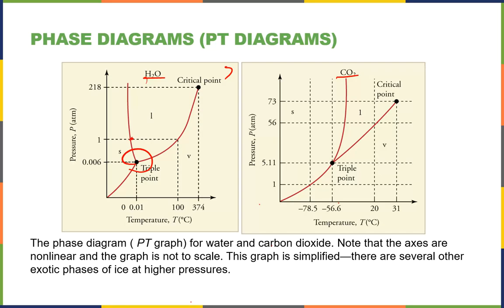If I go straight up from this point, what phase am I in? I am in the liquid phase. So if you take ice at 1 atmosphere and you put it under more pressure, it's going to melt. Now let's say it was cold ice, so it's ice back here at like minus 5 degrees. It's still going to melt if you put pressure on it.